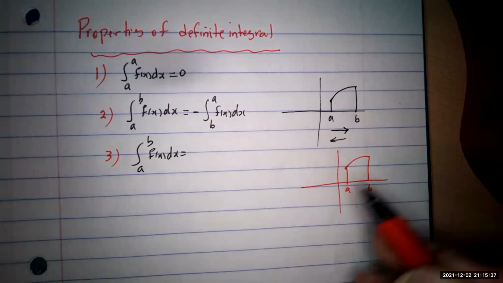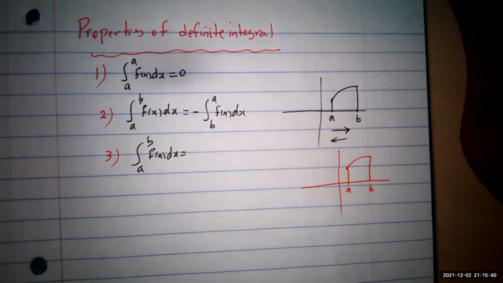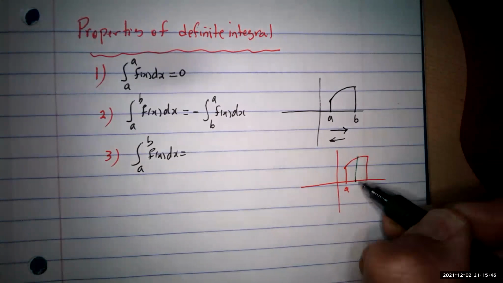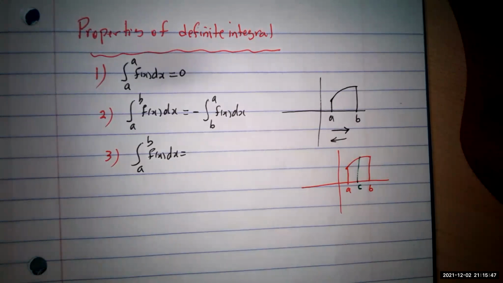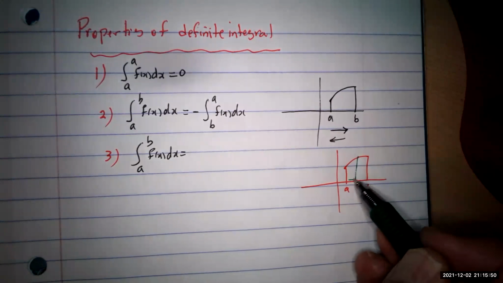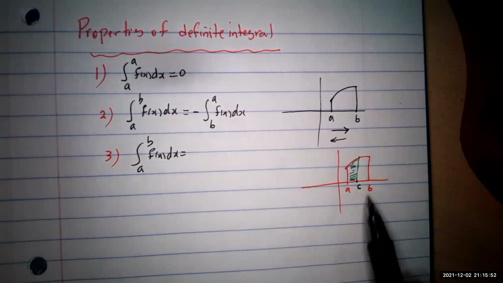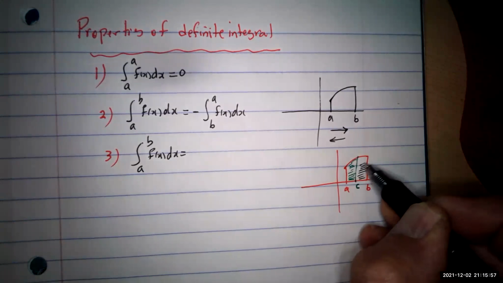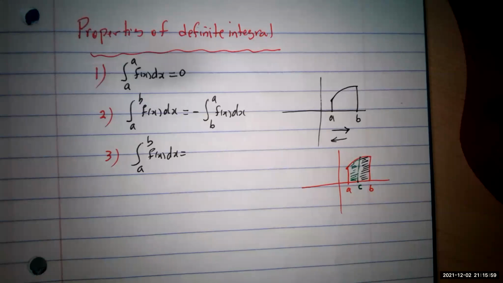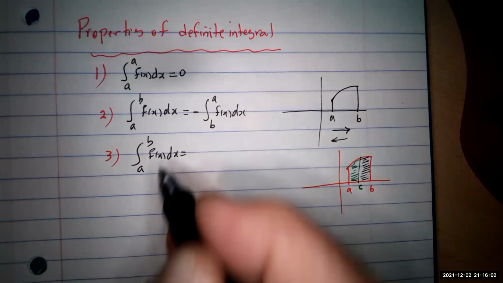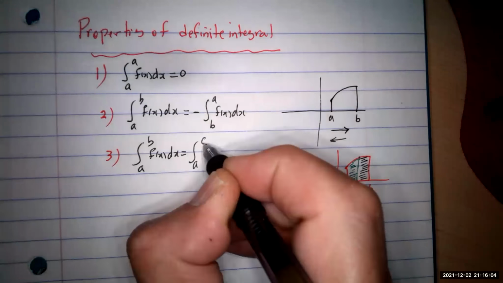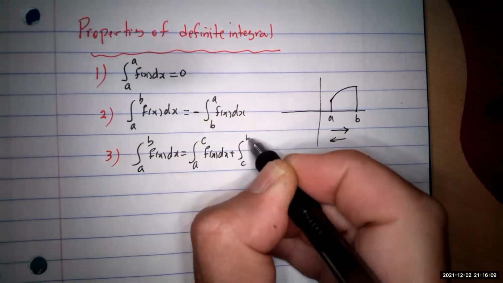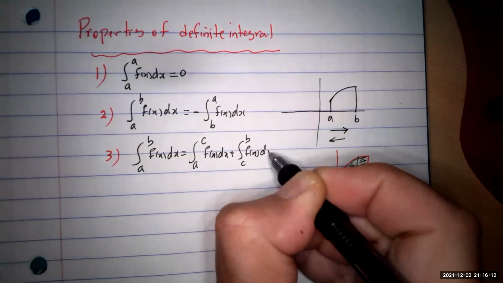If you want to find the area from A to B, you can divide it in two parts. This is going to be C. So you can find the area between A and C, then add it to the area from C to B. So the integral from A to B of f of x dx is the integral from A to C of f of x dx plus the integral from C to B of f of x dx.